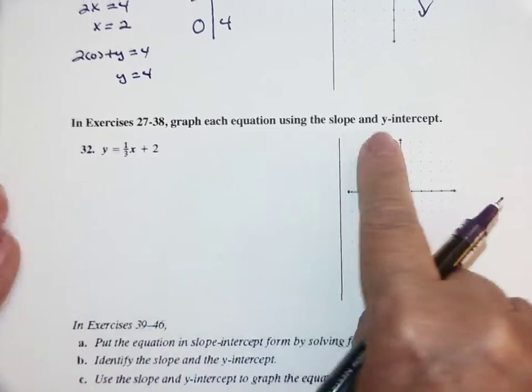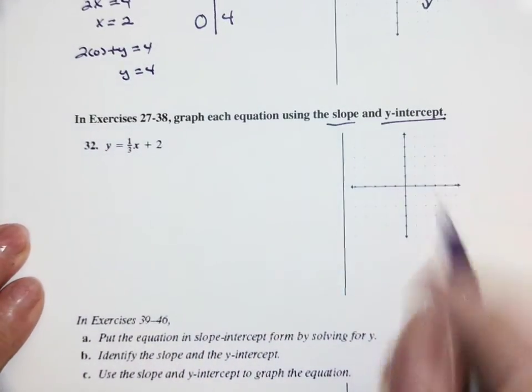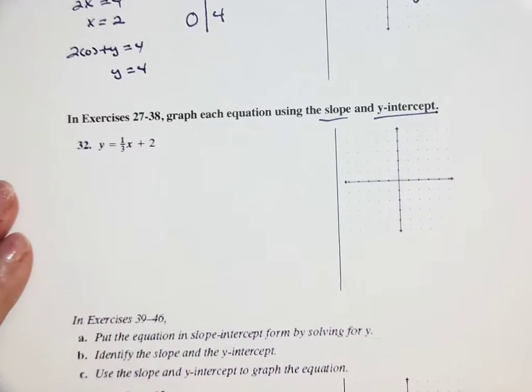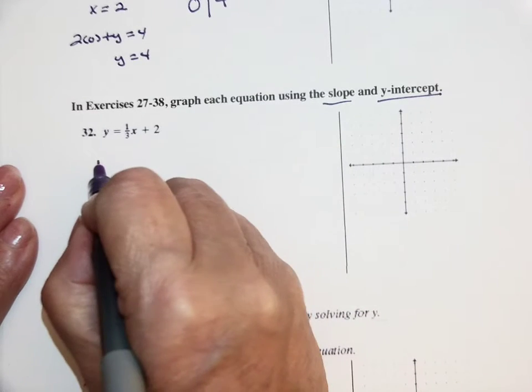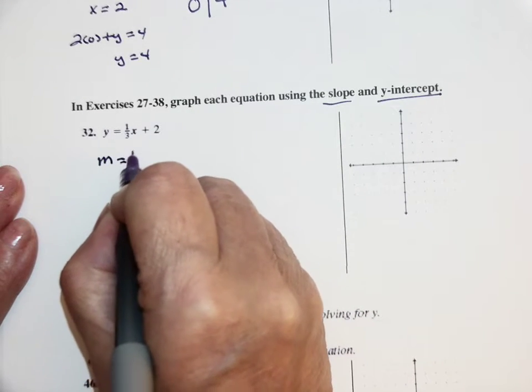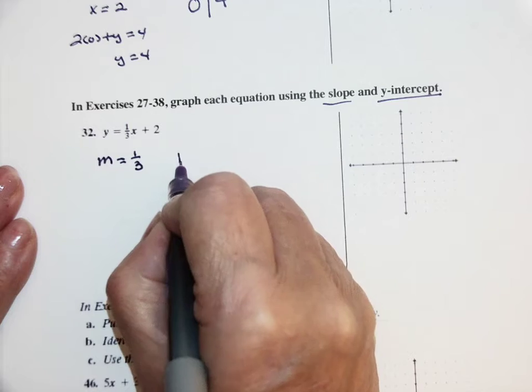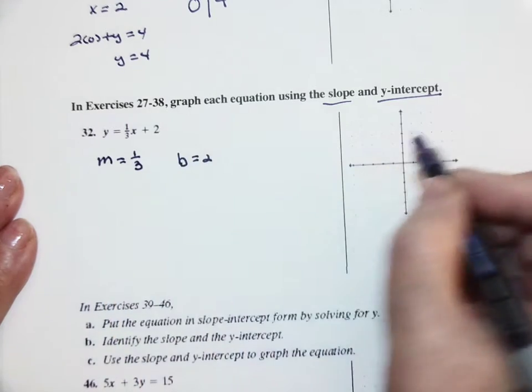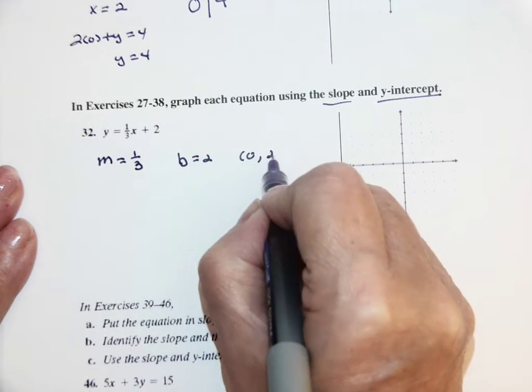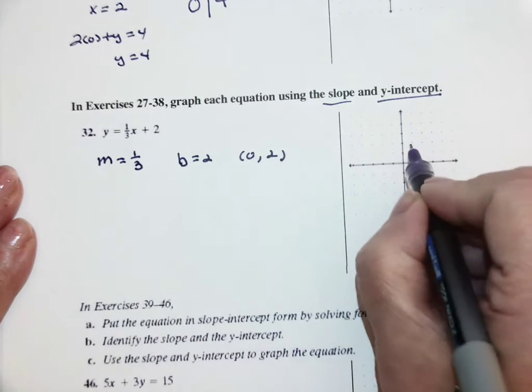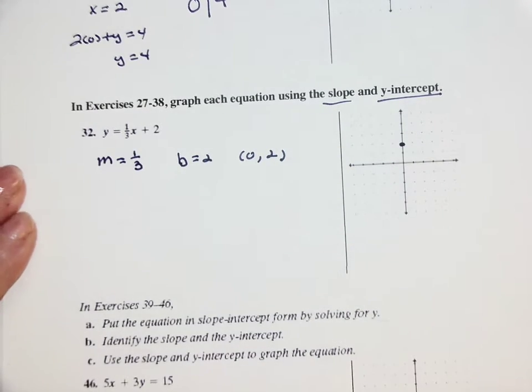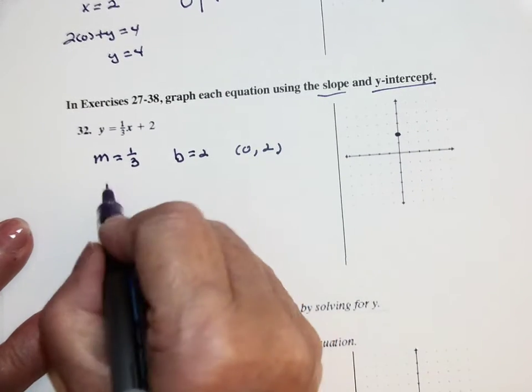I graph each equation using the slope and y-intercept. Well, we've done this before. Here the slope is 1/3. The y-intercept is 2, so that's easy. It's 0, 2. It's the y-intercept. So that's there. And so what's the slope say?